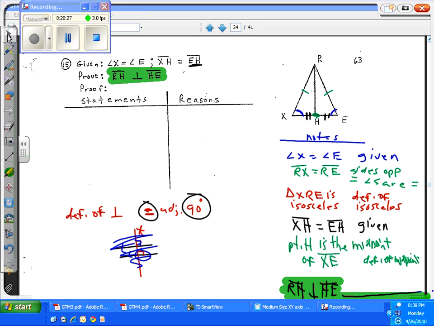What else have we ever learned that has perpendicular in it? Well, we learned one more thing, and it's called the isosceles triangle theorem. The isosceles triangle theorem says that the bisector of the vertex angle of an isosceles triangle is perpendicular to the base at its midpoint. And we said if you had any two of those things, then you could automatically conclude that the other two are true with the reason isosceles triangle theorem. That looks like what we've got.